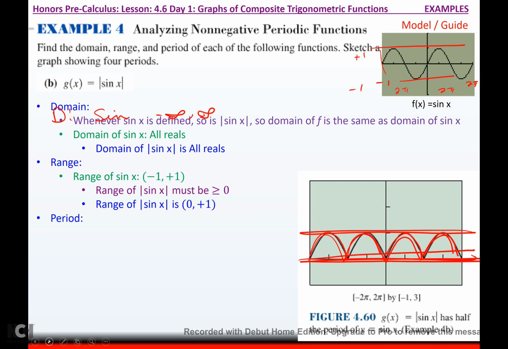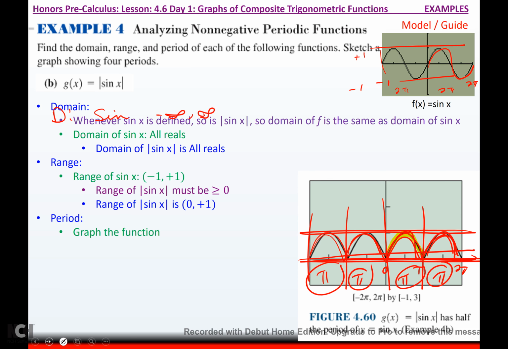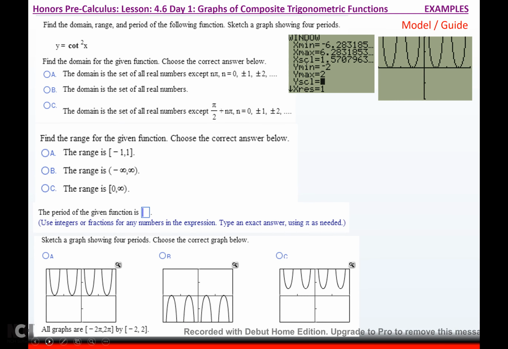And my period, again, for regular sine, it takes 2 pi to complete, but here, from here to here, then I start repeating. Well, this is 0, this is pi, this is 2 pi. I finished a cycle in pi units. There's another cycle in pi units, a cycle in pi units, a cycle in pi units. So the period of absolute value of sine is pi. Okay?